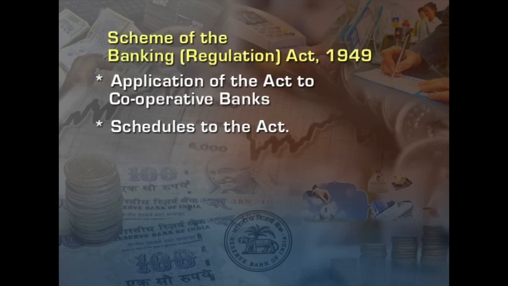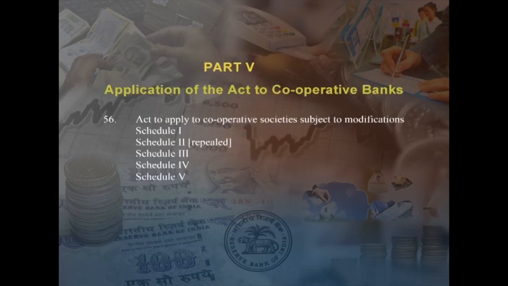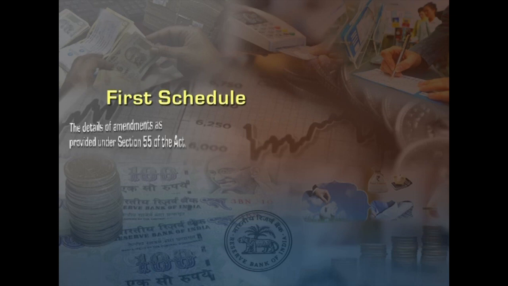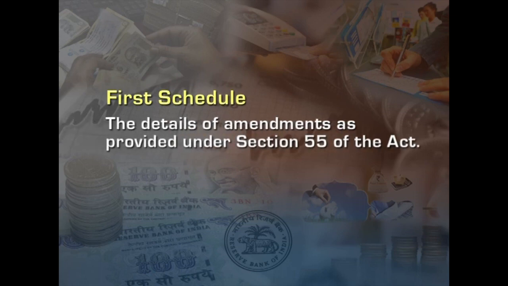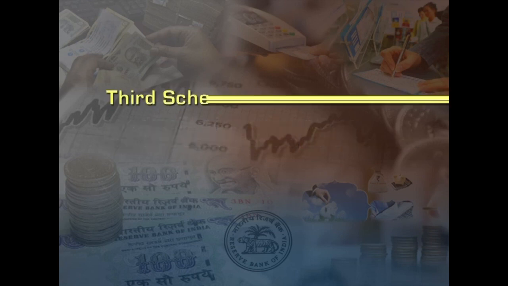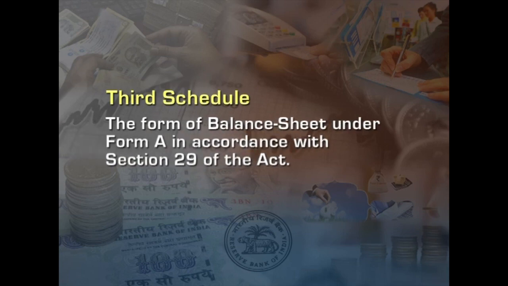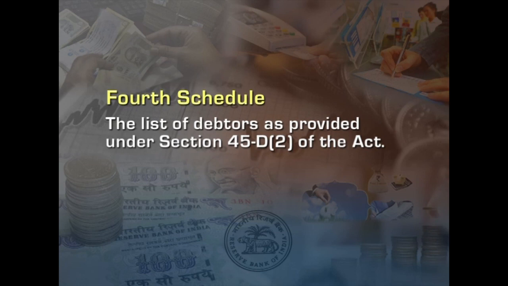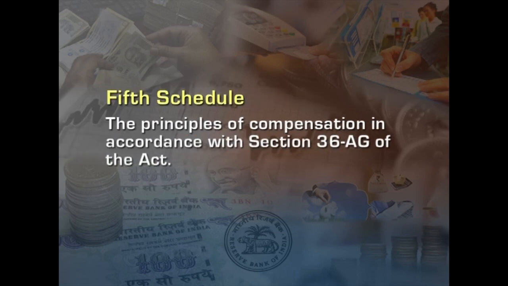We will now look at the schedules to this Act. This Act contains 5 schedules, and the second schedule was repealed by the Act 36 of 1957. The first schedule contains the details of amendments as provided under Section 55 of the Act. The third schedule contains the form of balance sheet under Form A in accordance with Section 29 of the Act. The fourth schedule contains the list of debtors as provided under Section 45D2 of the Act. The fifth schedule contains the principles of compensation in accordance with Section 36AG of the Act.